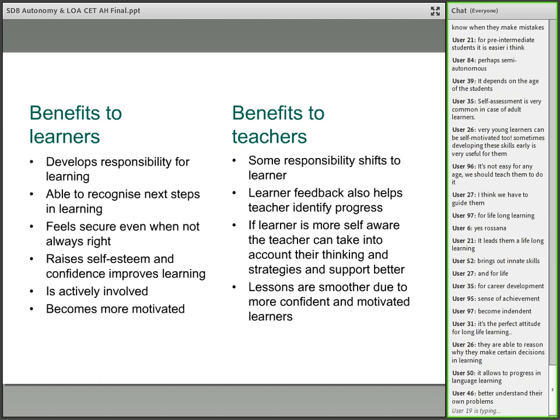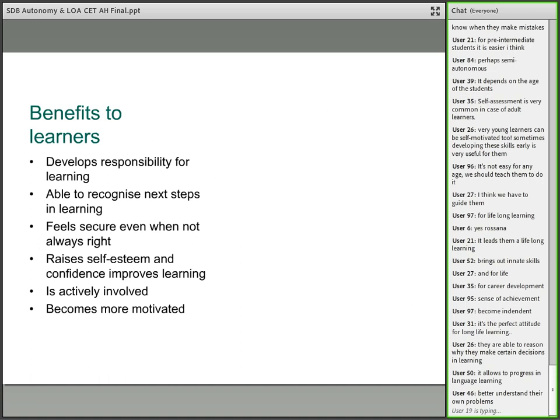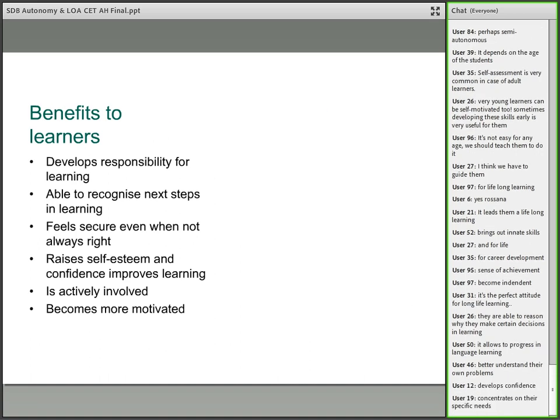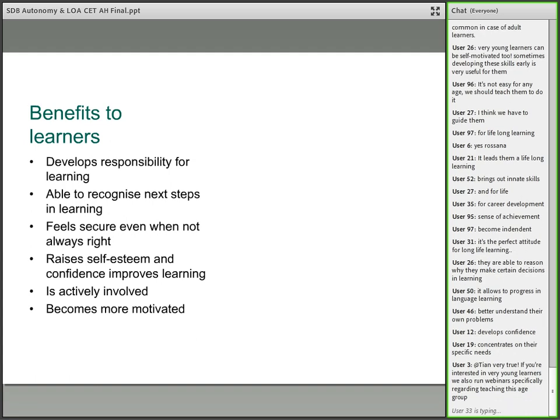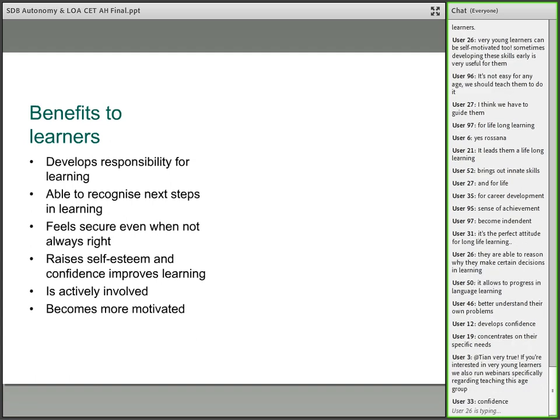Sorry, I am being too enthusiastic with my mouse pad there. So the benefits for learners are things that we've touched on thus far. Responsibility for learning gives them the ability to recognise the next steps that they need to achieve. It gives them confidence. One of the key things about confidence is learners that feel secure even when they get things wrong. In order to learn, I think we all probably agree that you have to make mistakes, that things will go wrong. That's the nature of learning. And an autonomous learner tends to feel more confident and secure even if they make mistakes.